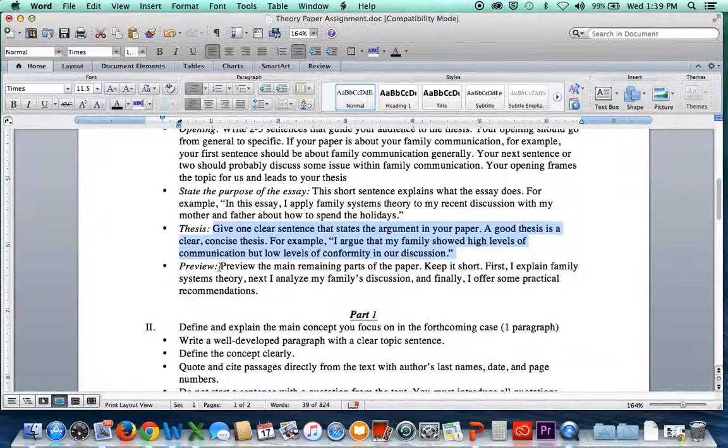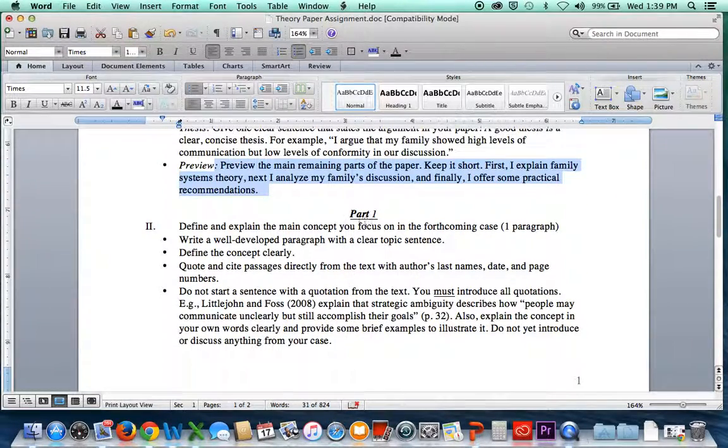And then you give a little preview of the paper. Very concise, keep it short. You're previewing the main 3 parts of the paper. And the 3 parts are as follows. Part 1 is where you define your concept. And when you're defining your concept, it's important to define your concept, but you don't need to explain the whole theory, or especially you don't need to go into what tradition of research it's from. You just want to be laser beam focused on the concept that you'll later apply.